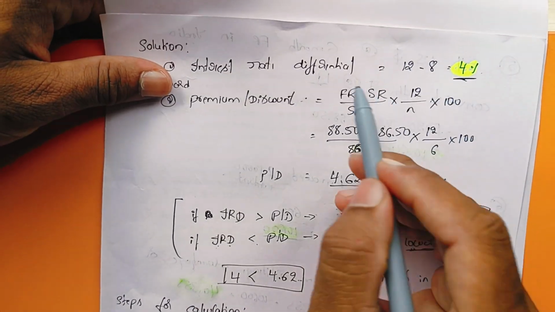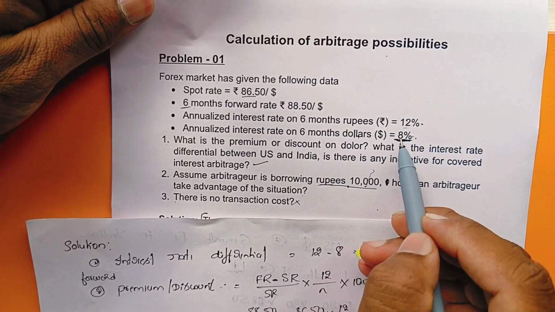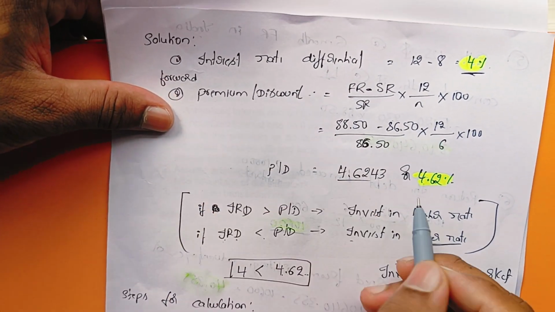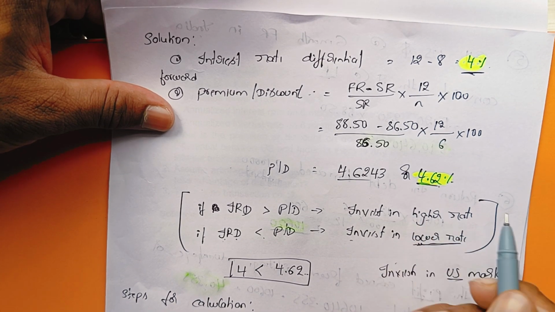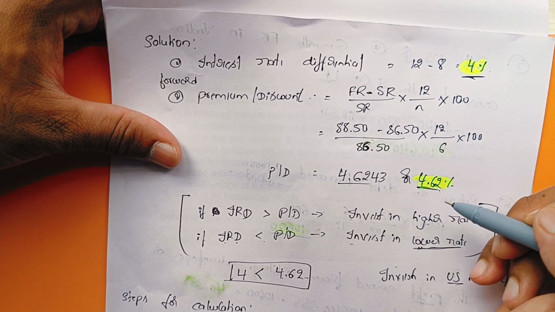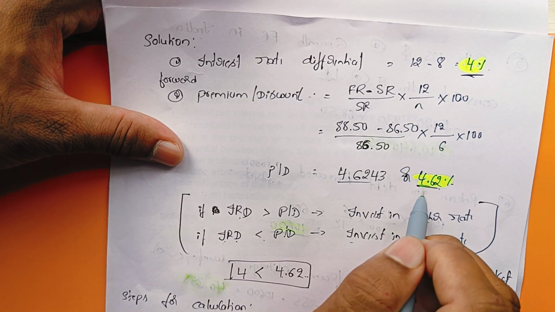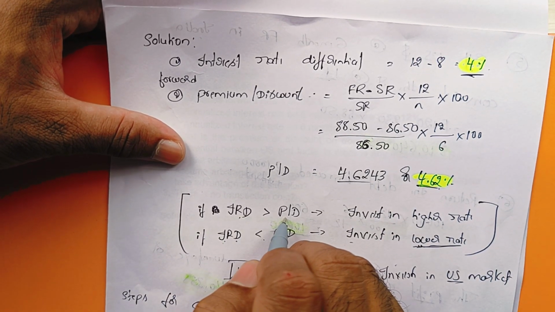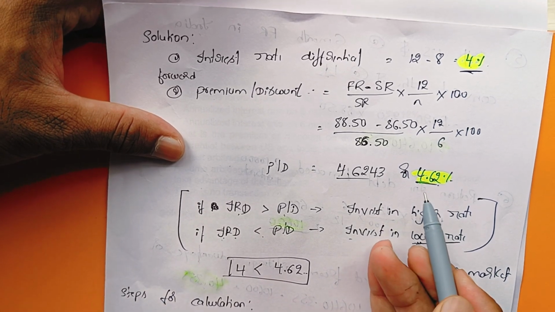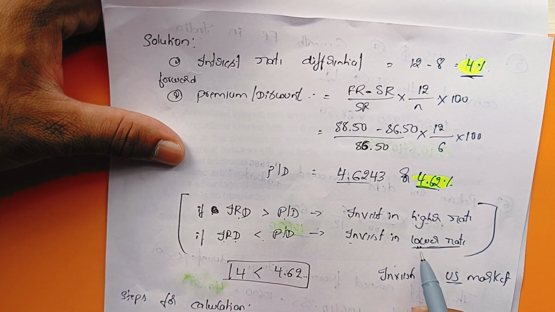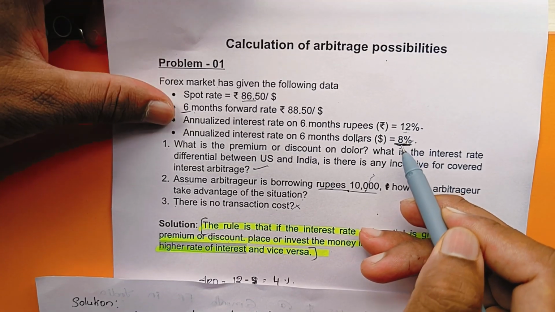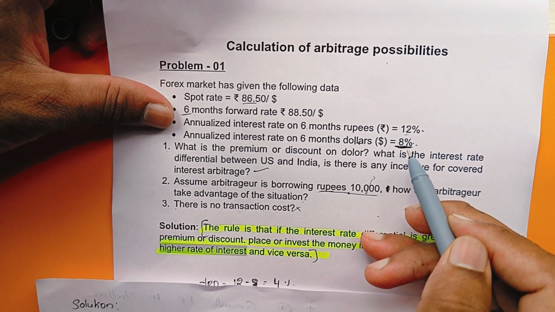The interest rate differential is nothing but this, and the premium or discount we calculate using the formula. Then we got 4.62. Here see the difference. 4 is the interest rate differential, 4.62 is the premium or discount. Here the premium or discount is greater, so we are going to invest in the lower rate. The lower rate is the US market rate, that is 8%.